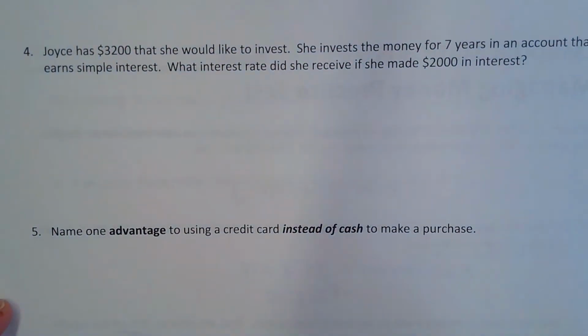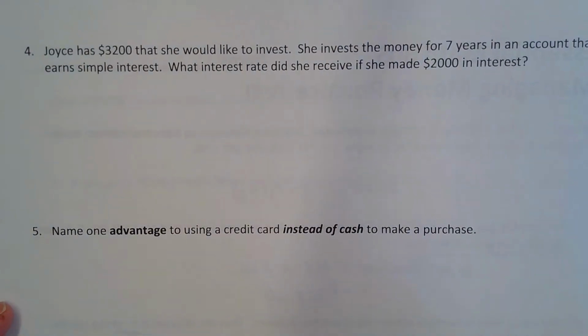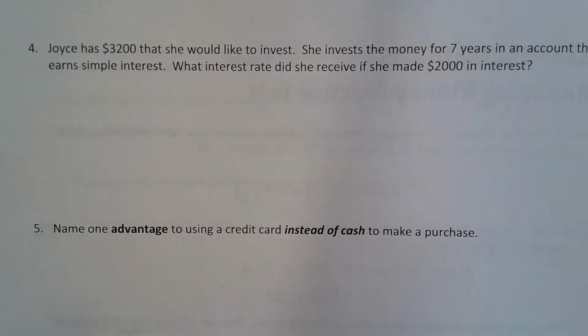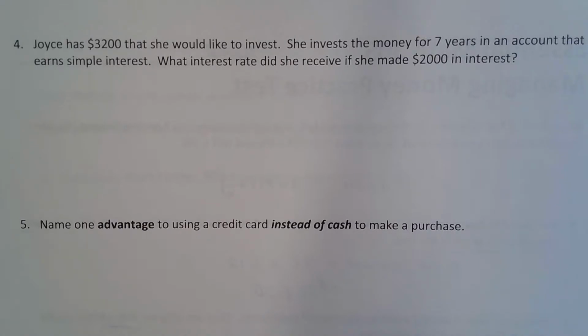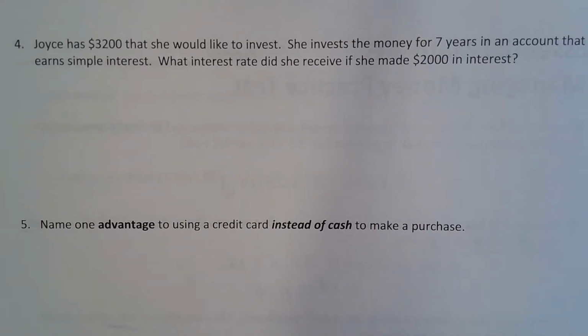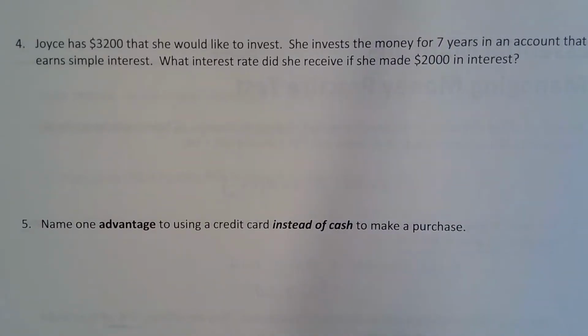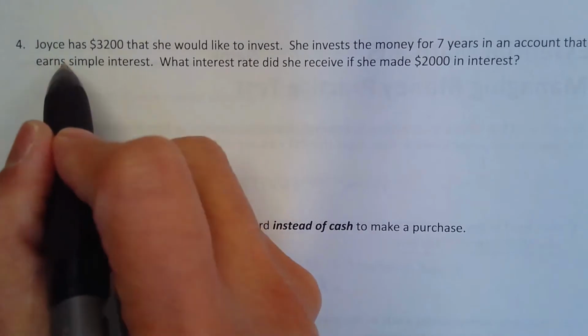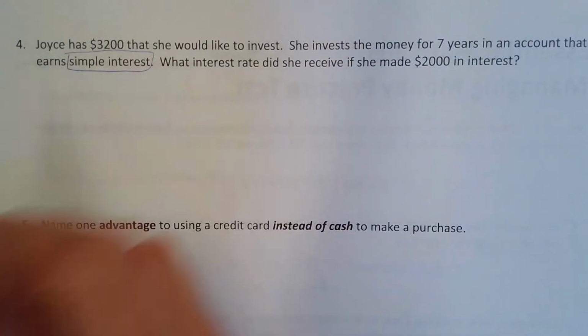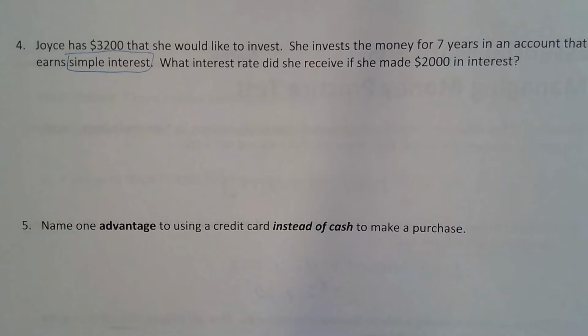Go to number 4. Joyce would like to invest. She invests the money for 7 years in the account, simple interest. What interest rate did she receive if she made $2,000 in interest? So when you read this question, you key in the words simple interest. So we know that we're talking about simple interest calculation in here.